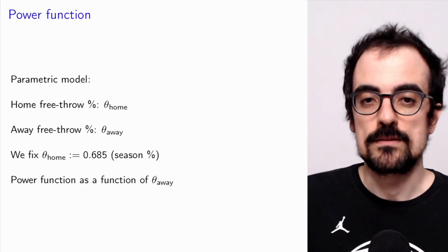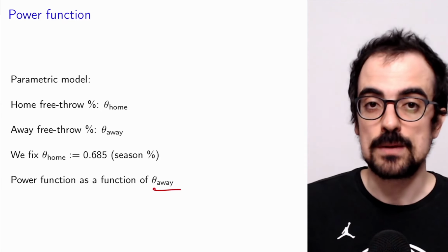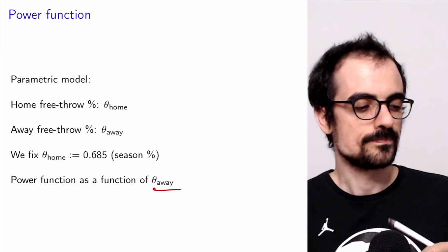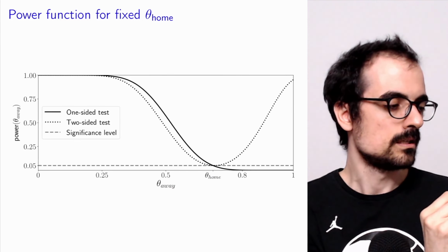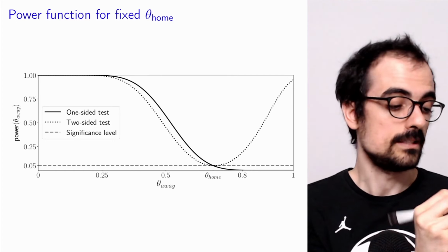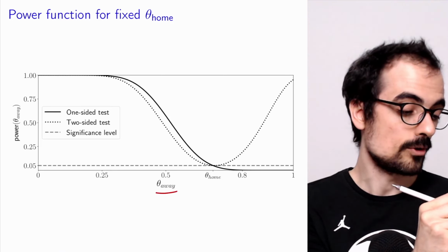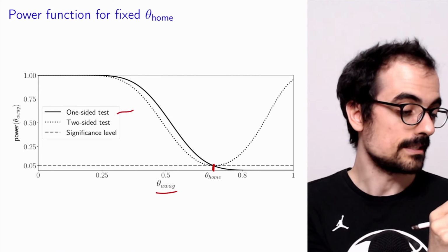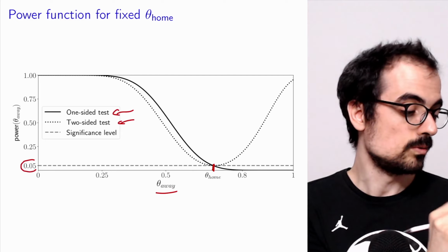Now we can plot the power function as a function of the free throw percentage away, and remember that the power function tells you the probability of rejecting the null hypothesis. Okay, so the first thing that we need to take a look at is what happens when the null hypothesis actually holds. This is when the free throw percentage away is the same as the free throw percentage at home. And what we see is that for both tests, for the one-sided test and for the two-sided test, the power function is equal to 5%.